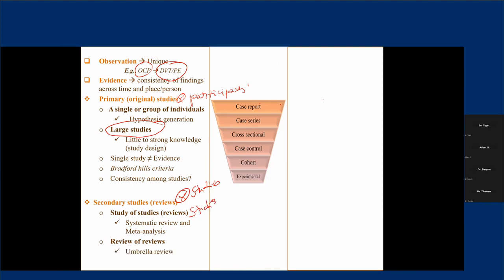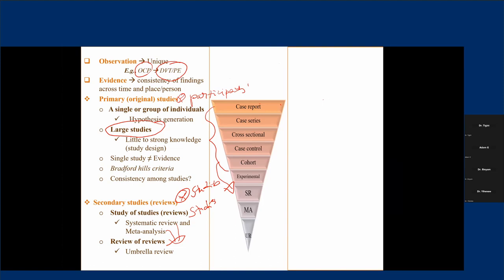And in review of reviews, or what we call umbrella review, what we do is we gather a number of systematic review and meta-analysis, and we try to see if there is consistency between these studies. So these are the highest form of studies where we can say that we're getting closer to evidence. By gathering these primary studies, someone can do a systematic review, which is simply a descriptive synthesis of results.